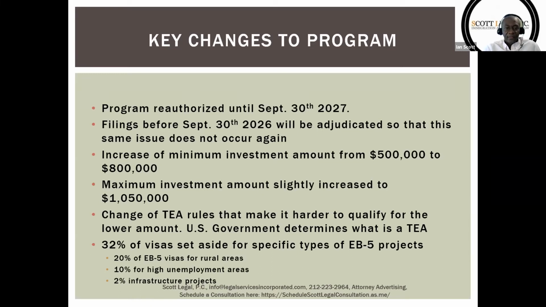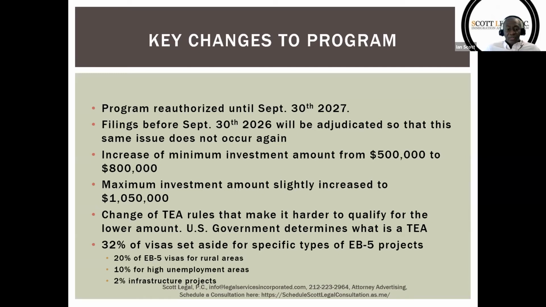That was a big problem. There were some pending petitions, we didn't know if they would be adjudicated, and USCIS stopped adjudicating them, right? So the key thing here is you want clients to have certainty, and this gives them that certainty. We talked about the increase of the minimum amount and the maximum amount. And then the other big change was that becoming a targeted employment area used to be a lot easier. That's no longer the case.